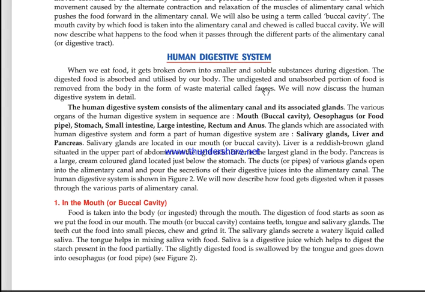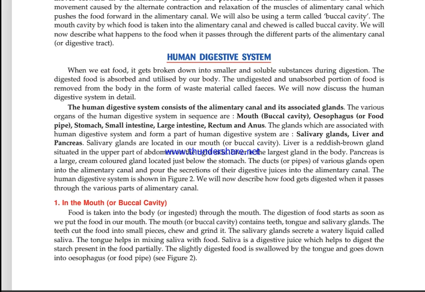The human digestive system basically consists of a canal called the alimentary canal and some associated glands: salivary glands, liver and pancreas. Our human digestive system has various organs which collectively perform digestion in the human body.